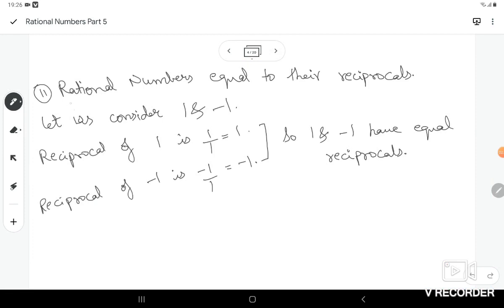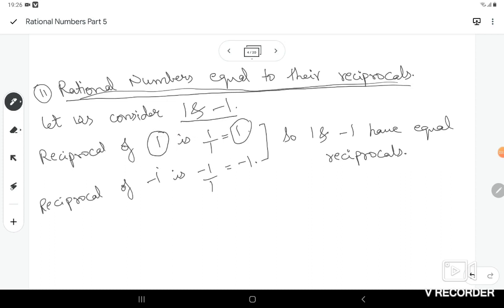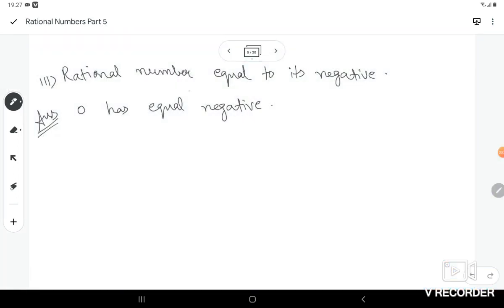Next sum says, tell the rational numbers which are equal to their reciprocals. So let us consider two rational numbers 1 and minus 1 and see if these are the numbers that are equal to their reciprocals. The reciprocal of 1 is 1 and the reciprocal of minus 1 is minus 1. So 1 and minus 1 are equal to their reciprocals. Now next part says, which rational number is equal to its negative? We can clearly say that 0 is the number equal to its negative.